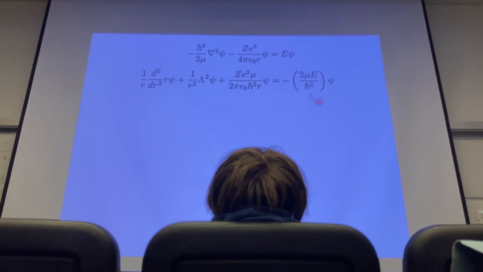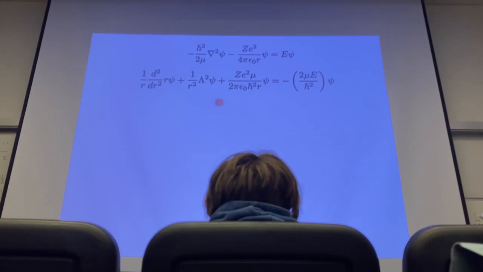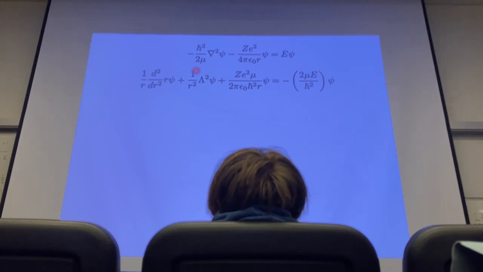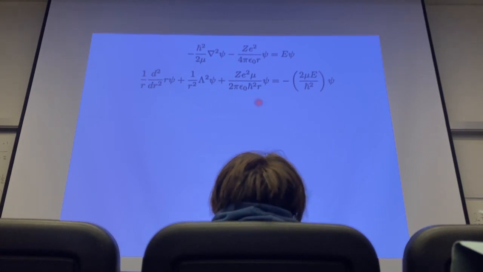So this part, this guy here, that is the part on the sphere. That is the kinetic energy on the sphere. And that's what we did last time. The solutions of this part, if it's just by itself, would be the spherical harmonics. Okay? This part here depends on r. This part here depends on r. And so I have to be concerned with that part.